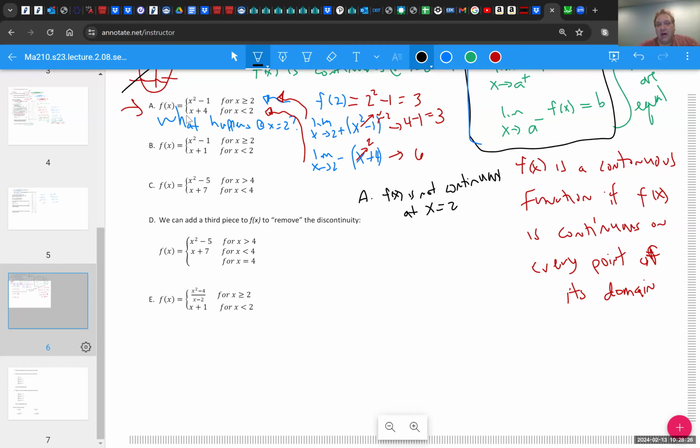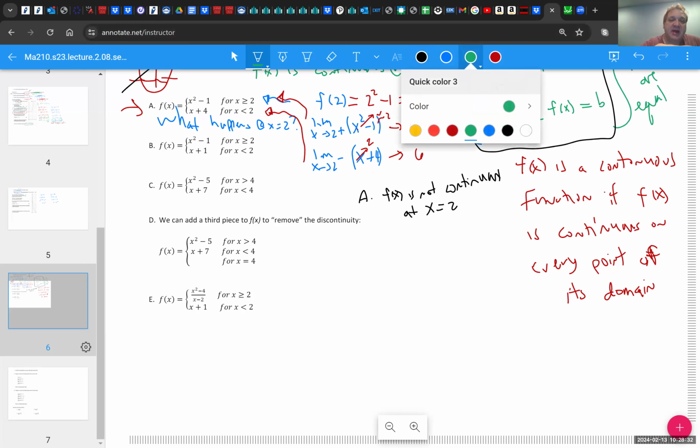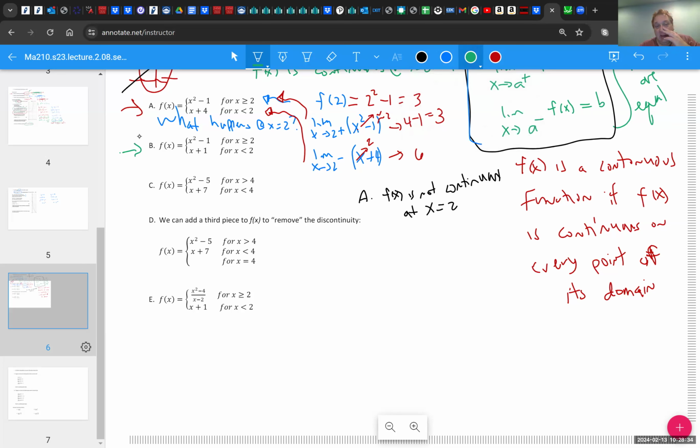I could change the bottom part x plus 4 to x plus 1. Example B, you'll notice, is basically the same as example A. It's a 2-branch piecewise function. The top branch is x squared minus 1 for x greater than or equal to 2. The bottom branch is x plus 1 instead of x plus 4. So before we had x plus 4, now we have x plus 1.